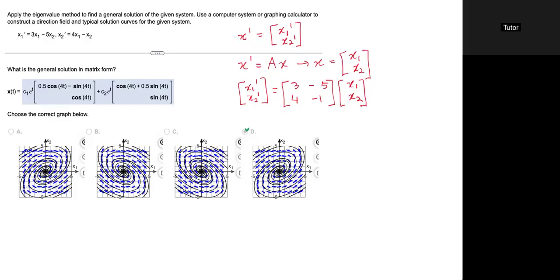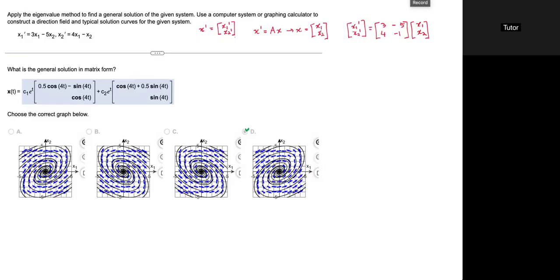Now, the eigenvalue method requires us to first find the eigenvalues and then the eigenvectors. So basically, the eigenvalues will give us the coefficients of each of these t exponents here, while the eigenvectors will give us what goes in here. The eigenvalues are represented by the Greek character lambda, which is this form over here.